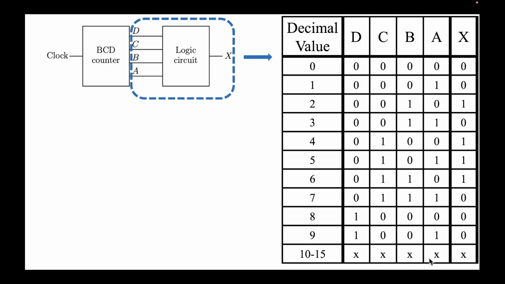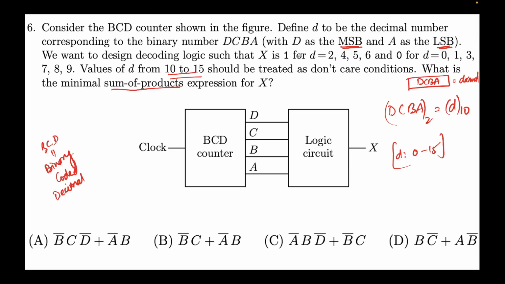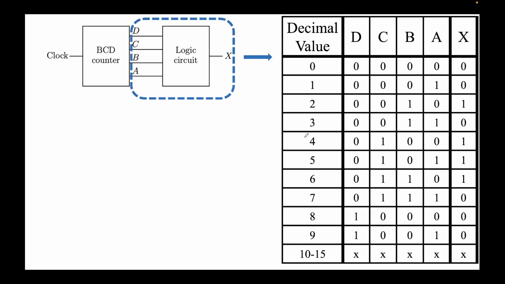The outputs are different here, because for 10 it will be different. It's not X here, I'm just denoting it like this. So the output is X here, and it was 1 for 2, 4, 5, and 6. This is from the previous slide. See, X is 1 for 2, 4, 5, and 6. That's what I have done here. Otherwise it's 0, and for 10 to 15 it's don't care. So I have just replicated the problem which was given in the previous slide.